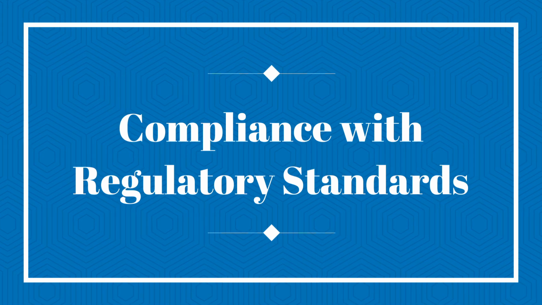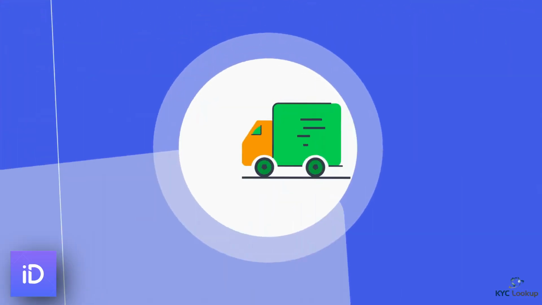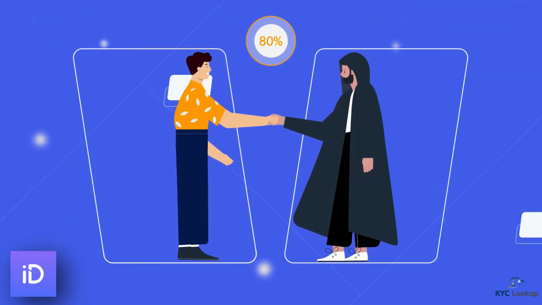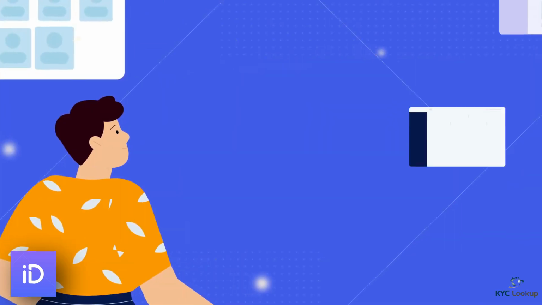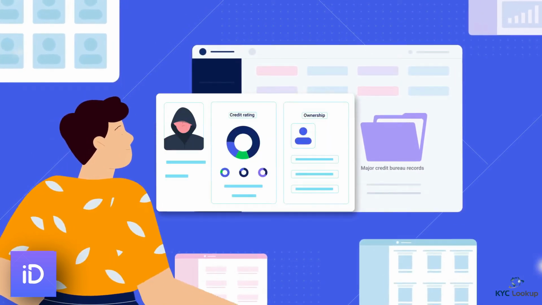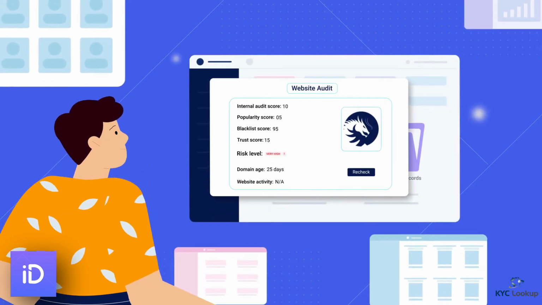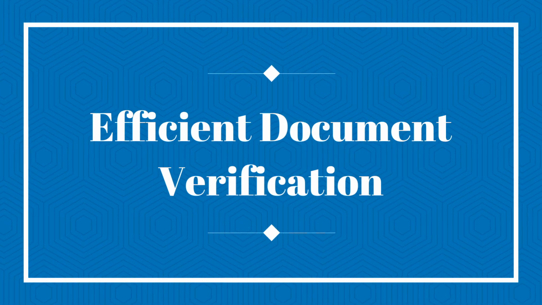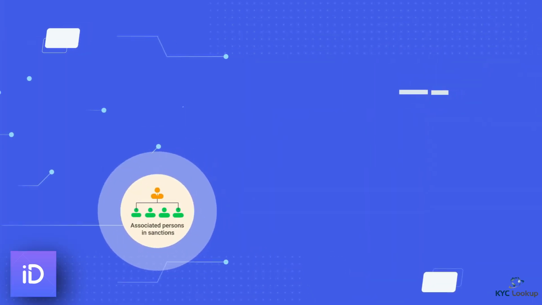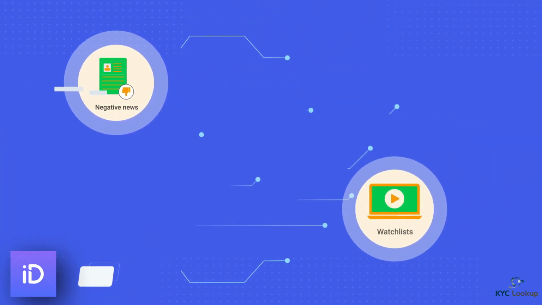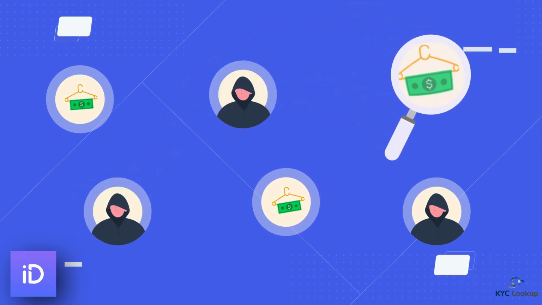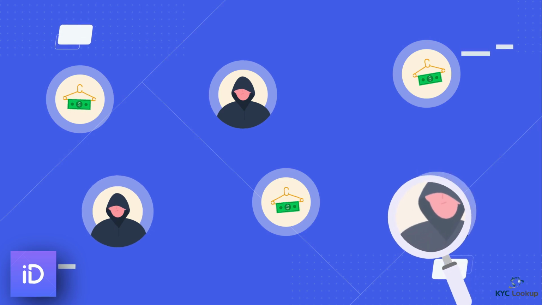Compliance with regulatory standards. iDenfy helps blockchain projects maintain compliance with various regulatory requirements, such as anti-money laundering and know your customer rules. This is especially crucial for blockchain-based platforms that involve cryptocurrency or financial transactions. Efficient document verification. iDenfy's technology can efficiently verify identity documents such as passports, driver's licenses, and national IDs. This ensures that users are who they claim to be, adding a layer of security to blockchain-based transactions.